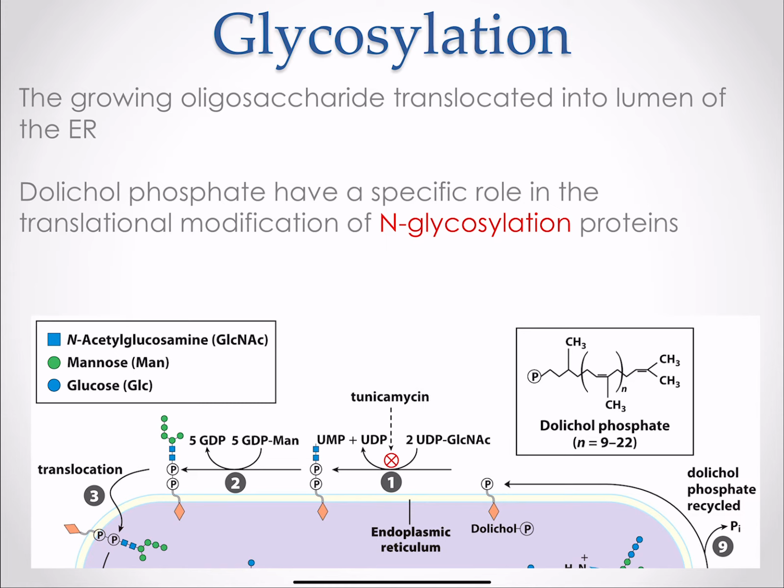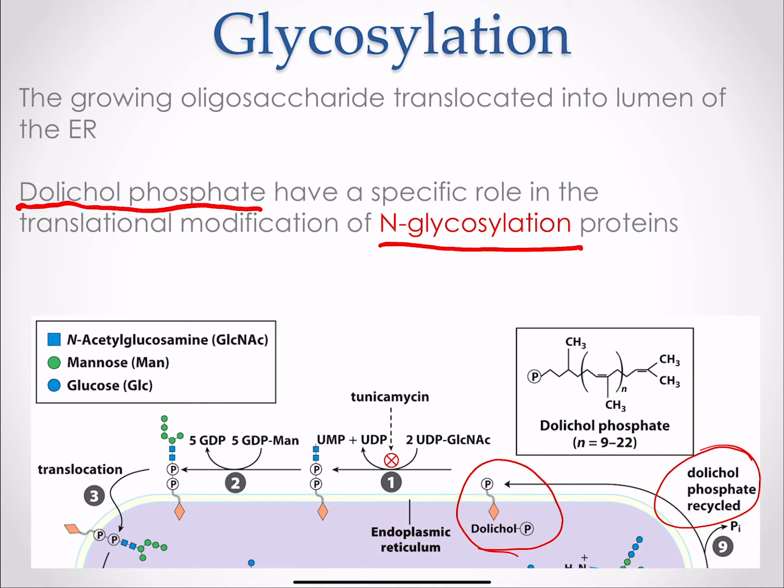Now this growing protein, oligosaccharide, is going to move into the ER. You're going to have a special molecule, dolichol phosphate, that is going to be important in N-glycosylation of proteins. So this is at the amino end of the proteins. And so again, dolichol phosphate is going to be associated with the actual endoplasmic reticulum membrane. And dolichol phosphate is going to be important for adding carbohydrates, mannose, glucose, to a growing protein.